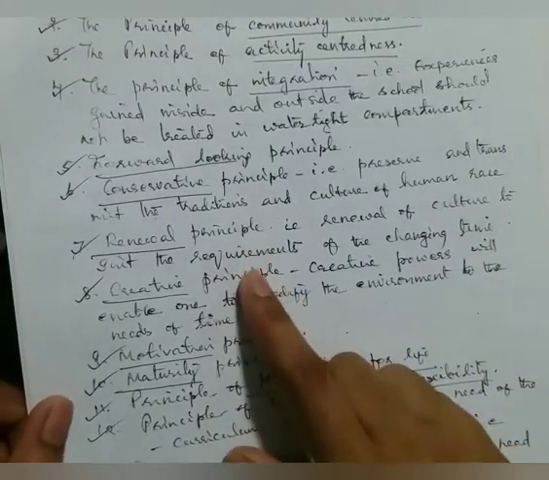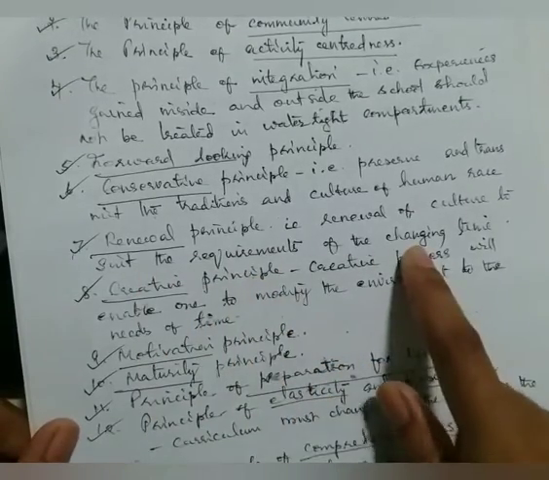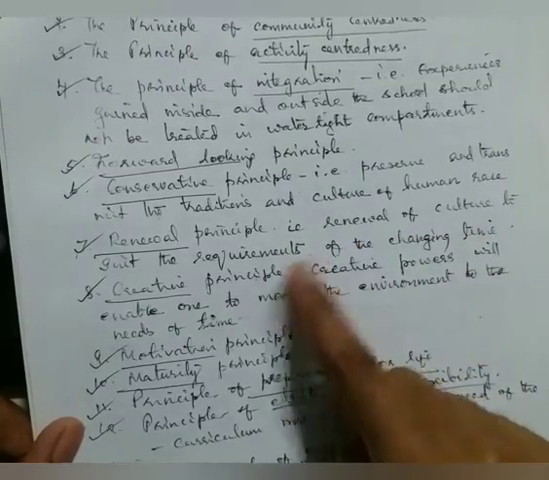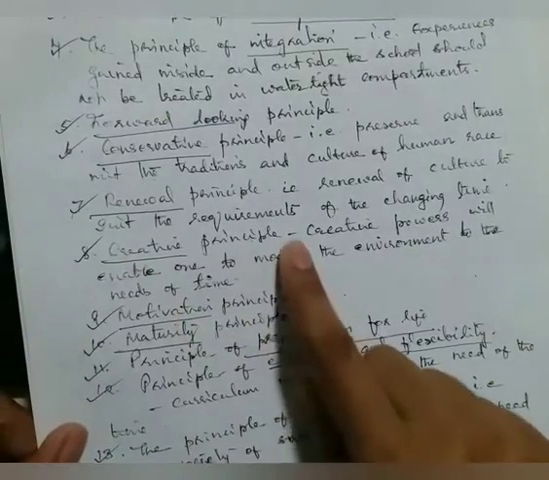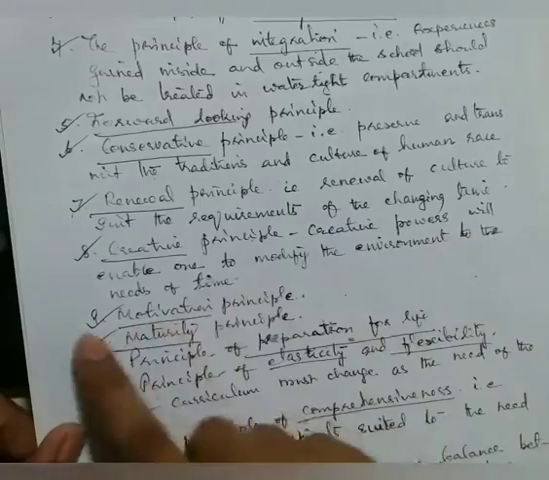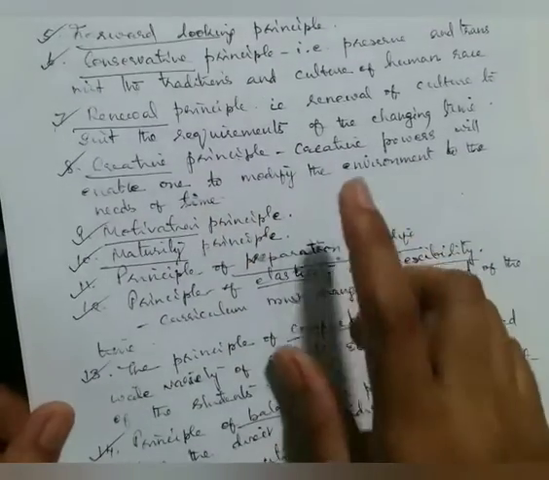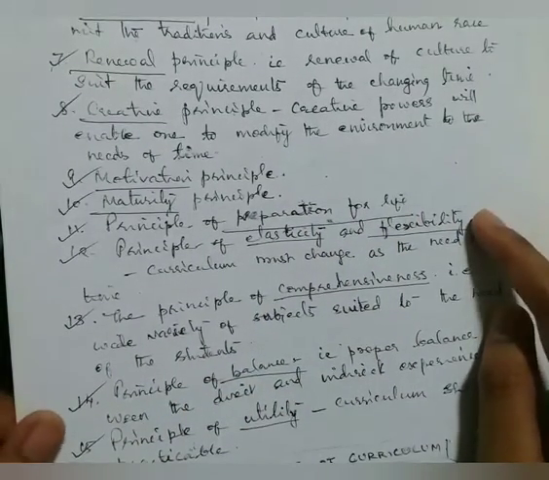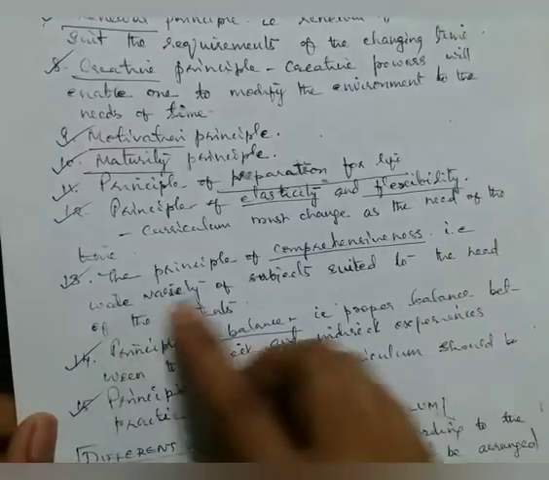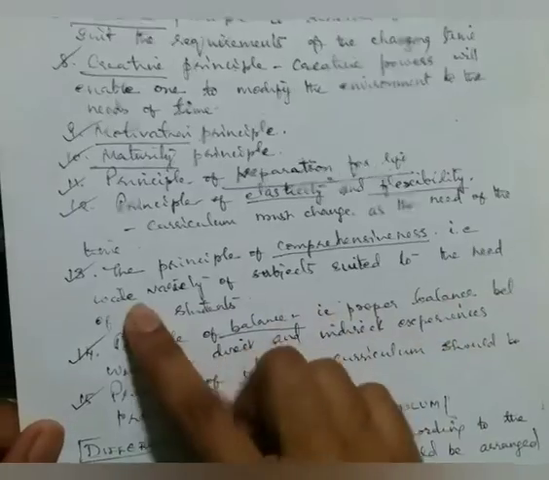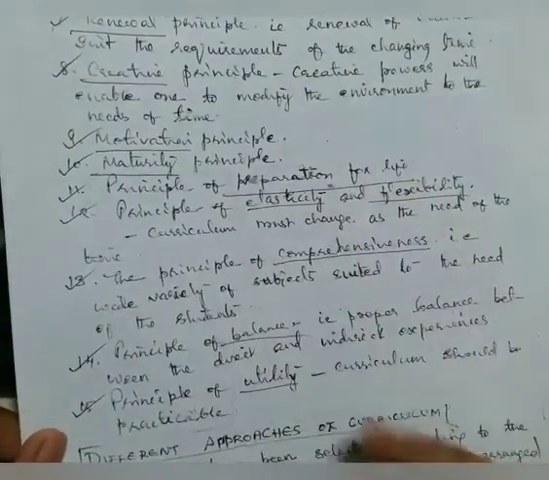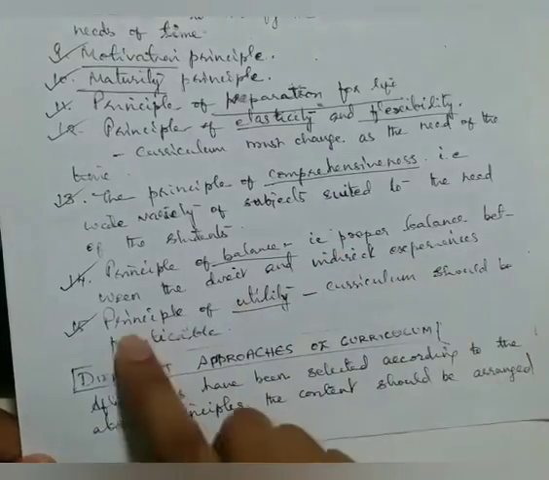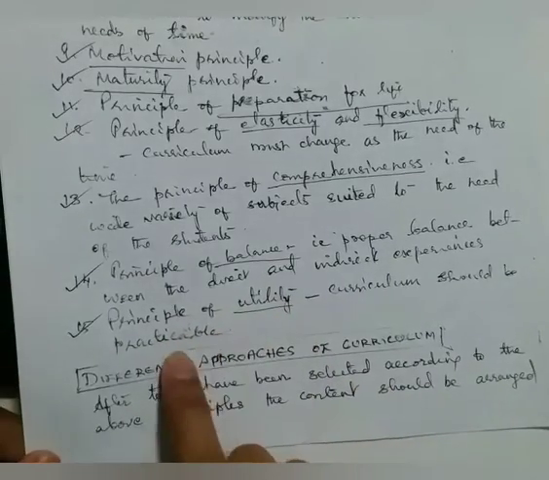Then renewal principle. The curriculum should be flexible. When time passes, there will be changes, that's definite, so it should be flexible. Then creative principle. It enables us to modify the environment according to the needs of time. Then there should be motivation principle, maturity principle, principle of preparation for life, principle of elasticity and flexibility, then principle of comprehensiveness. There are a variety of subjects, so everything should be included in the curriculum. Then principle of balance. There should be proper balance between direct and indirect experience. And principle of utility. It should be practicable.